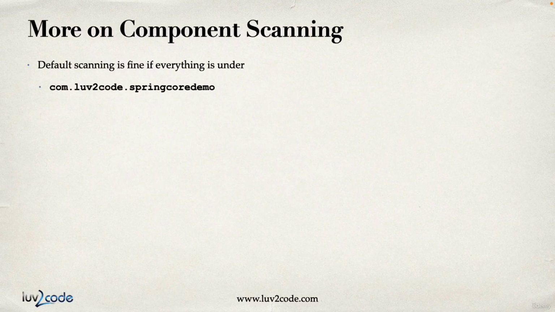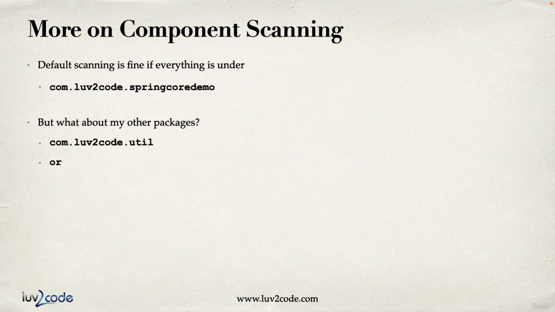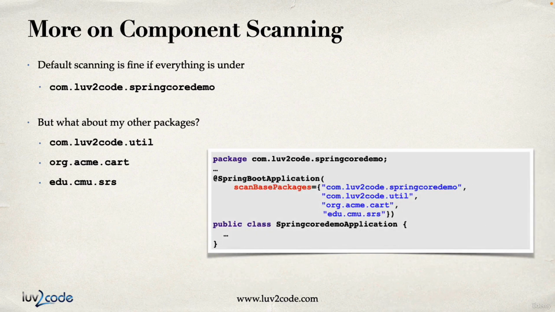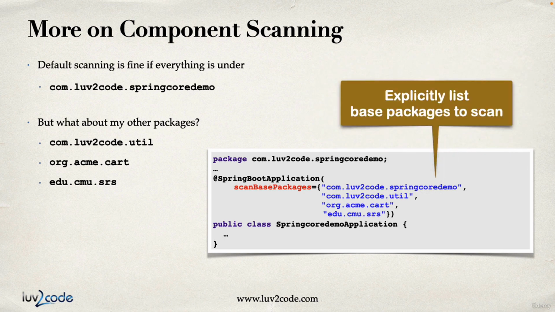So the default scanning works fine if everything is under com.love2code.springcoredemo. Well, what about my other packages? Like I want to use some different names, like com.love2code.util or org.acme.cart or edu.cmu.srs. How can I configure this accordingly? Well, what you can do is, in your @SpringBootApplication annotation, you can tell it to scan base packages. Here I'm going to explicitly list the base packages to scan, and you simply give a comma-delimited list of those packages that you want Spring Boot to scan. So give our com.love2code.springcoredemo, and then com.love2code.util, org.acme.cart, edu.cmu.srs.